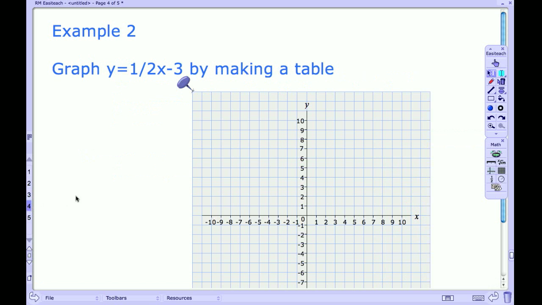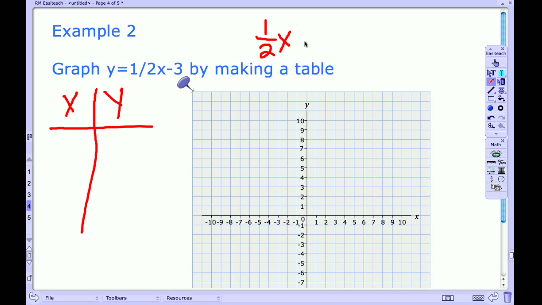So let's look at an example of those. This one says graph the equation y equals 1/2 x minus 3 by making a table. By making a table, I'm just going to make an xy table. To do that, I'm going to put x, y, and then draw a line. I'm going to need two values of this equation to make a straight line. I'm going to rewrite this equation: y equals 1/2 x minus 3. I need exactly two values to draw a line, so I'm going to find the two easiest points.